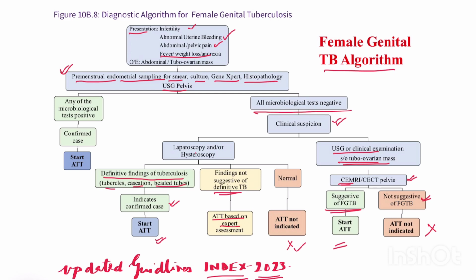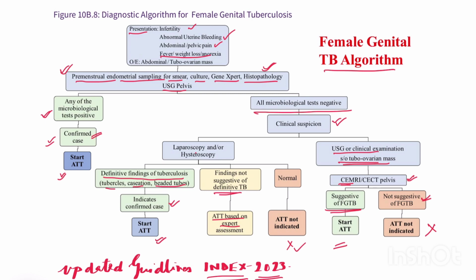On the other hand, if after doing premenstrual endometrial sampling as the first test, any of the microbiological tests is positive, if GeneXpert is positive or AFB is positive, or histopathology is showing granuloma, classical granuloma of tuberculosis, in that situation it will be labeled as a confirmed case of tuberculosis and we will start antitubercular treatment. So this is just an updated algorithm for the approach to female genital tuberculosis.